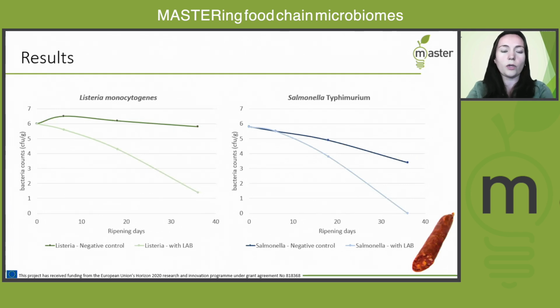So the results that we obtained are shown here, some of them. We can see the growth of Listeria and Salmonella during the ripening period of a fermented sausage, and we can see that on the last day of the ripening, while there are still high counts of both pathogens, as we can see with the darker lines, when the lactic acid bacteria were applied in the product, those pathogens were reduced, as we can see with the light lines.